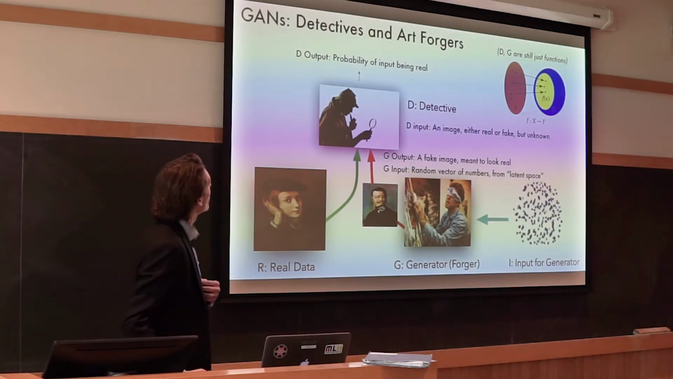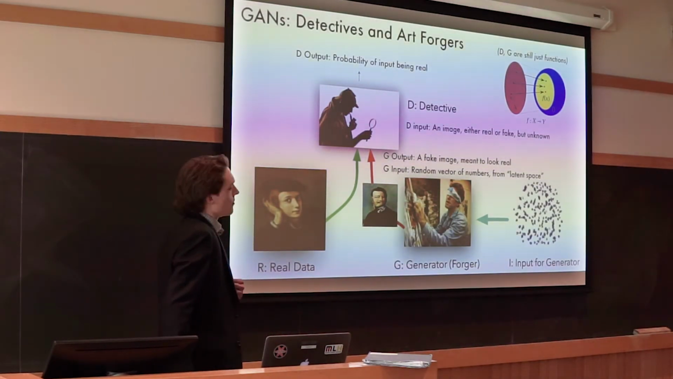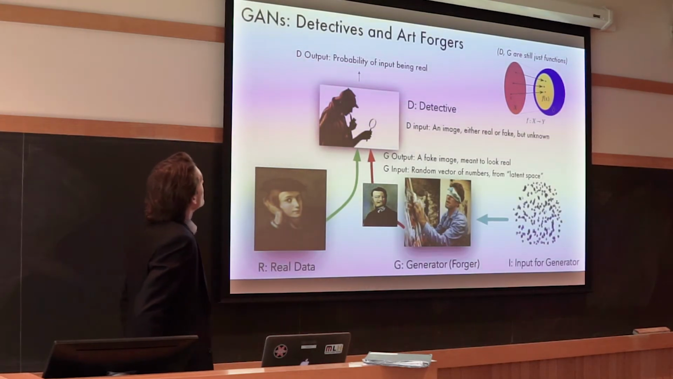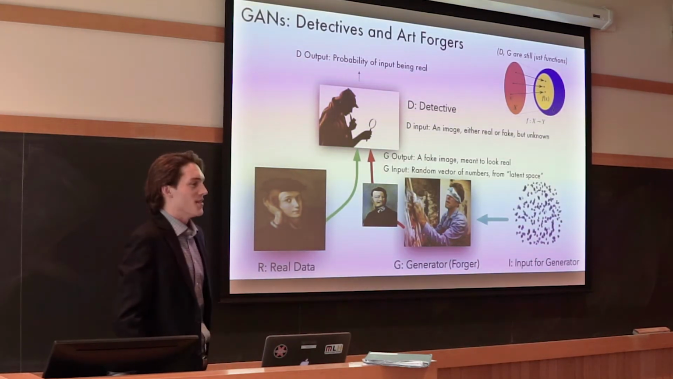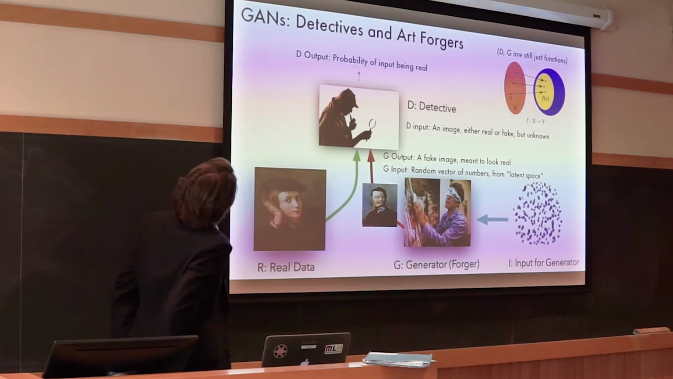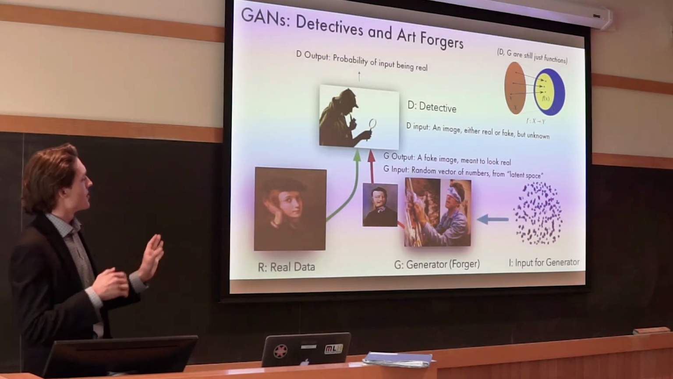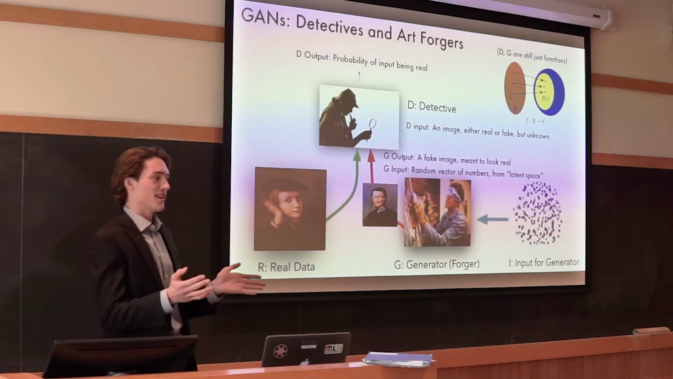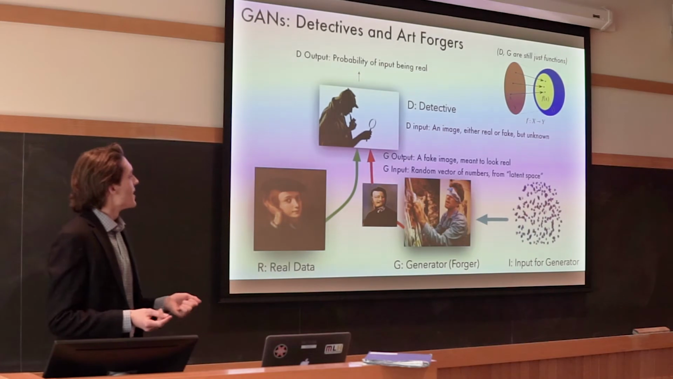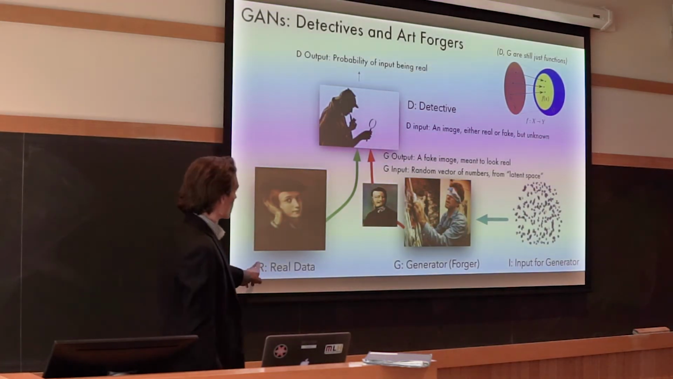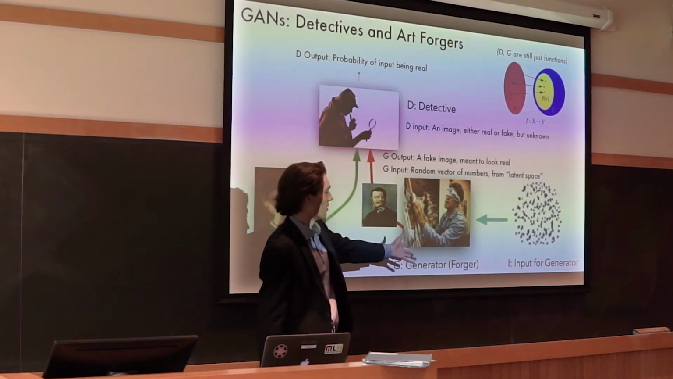Okay, so to better describe their interactions, it's pretty convenient to use a metaphor of detectives and art forgers. So in this world, we have two types of people, detectives and art forgers. The detectives, being the good guys, simply try to determine whether a given painting is real or if it's fake, made by generators.